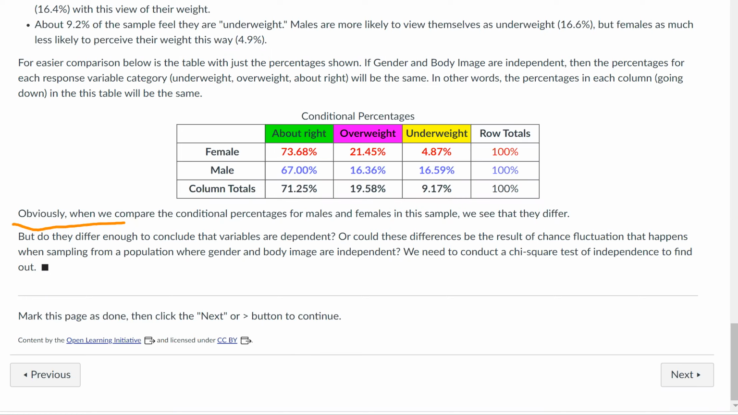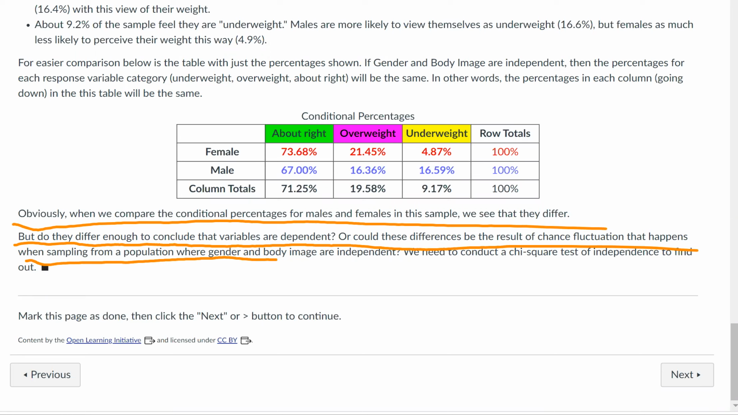So obviously when we compare the conditional percentages for females and males in this sample, we see that they differ. But like we're kind of questioning, do they differ enough to conclude that the variables are independent? Or could these differences be the result of chance fluctuation that happens when sampling from a population where gender and body image are independent? We need to conduct a chi-square test of independence to find out.